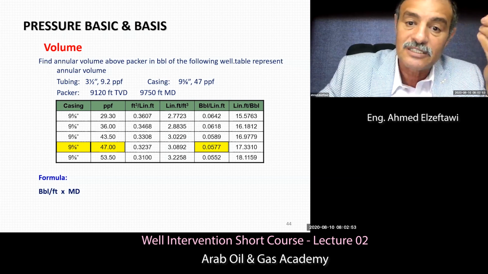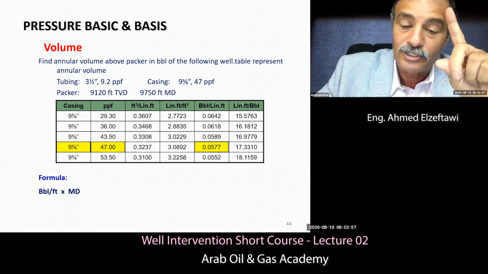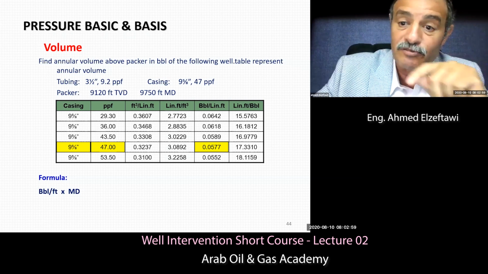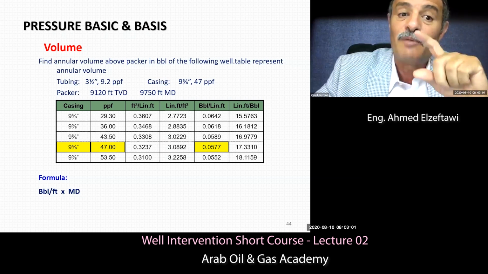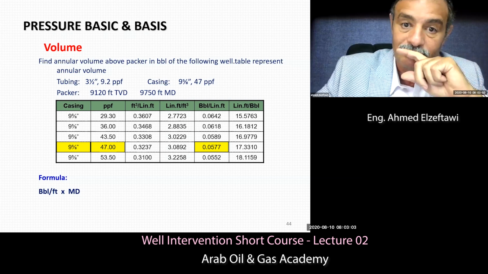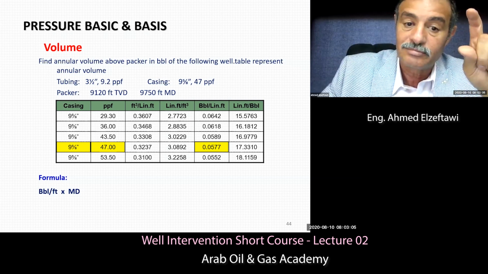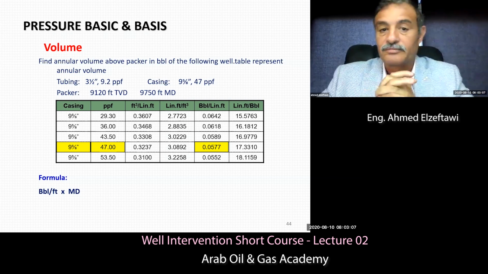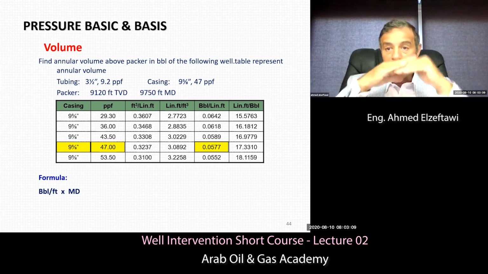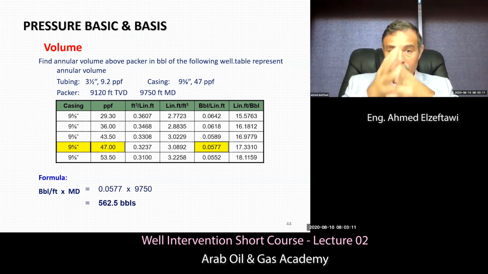So this is the annular volume per one single foot, 0.0577. We multiply it by the measured depth to get the annular volume above the packer. As simple as that.